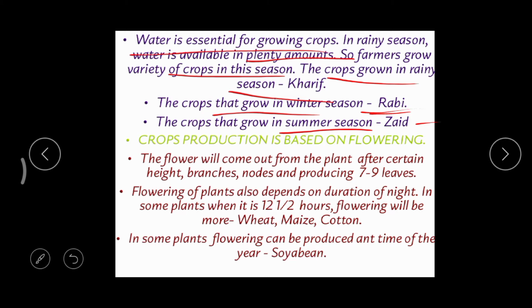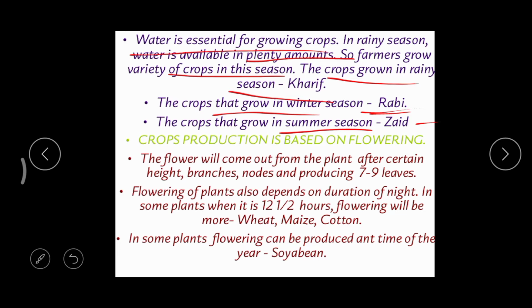So depending upon these seasons, these crops can be divided into three types. What are they? Kharif in the rainy season, Rabi in the winter season, and Jayad in the summer season. Okay, the next one, crop production is based on flowering.